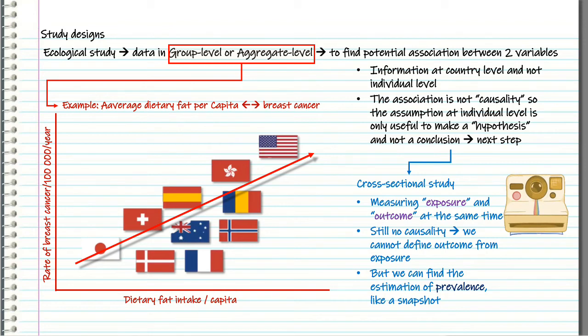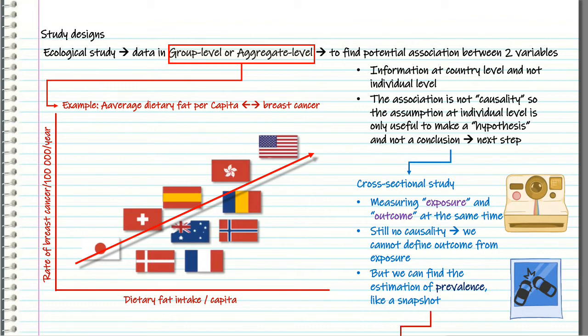The result is just like looking at a car accident picture. When you look at the picture, you cannot say which car is the guilty one, but you can explain the scene of the accident. So cross-sectional studies also give us a general idea about a condition or a situation that we are investigating.